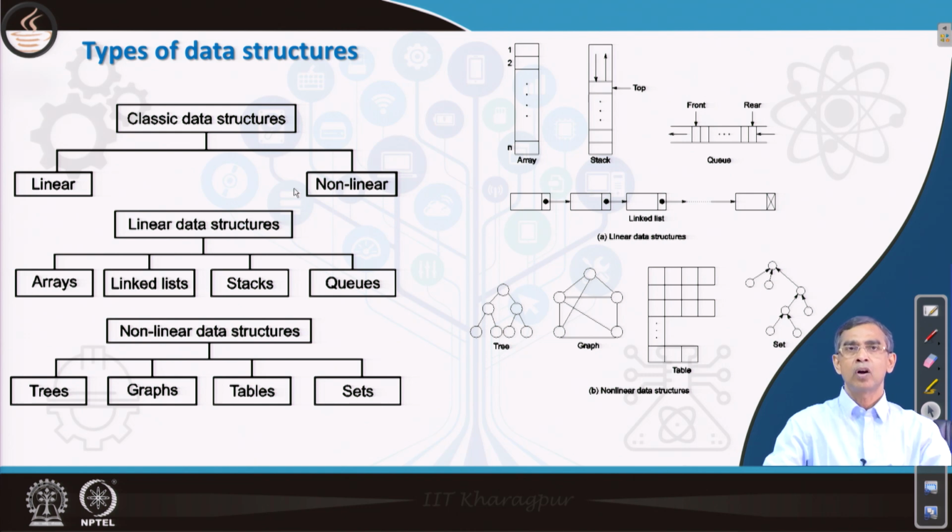Likewise, non-linear data structures are of different forms like trees, graphs, tables and sets. So, how all those data structures look pictorially is shown in this figure. For example, an array looks like this, a stack looks like this, a linked list like this, a queue like this, a linked list like this, and the tree, graph, tables, sets like this.